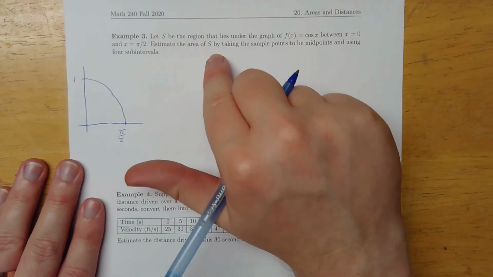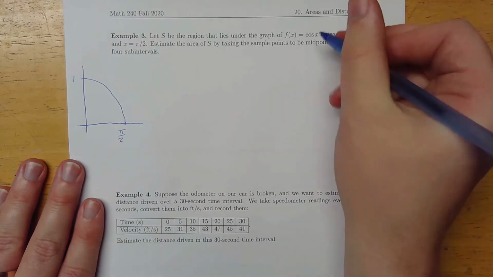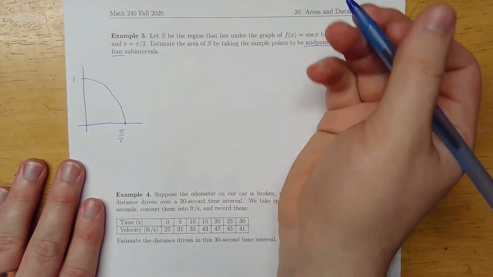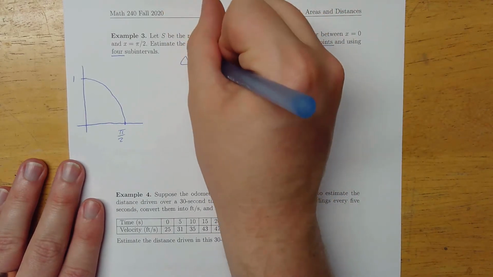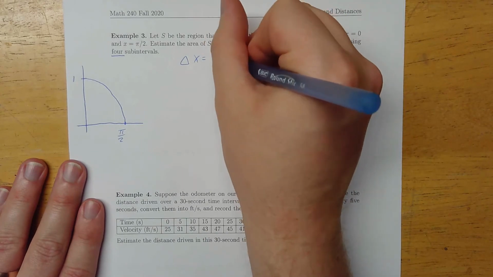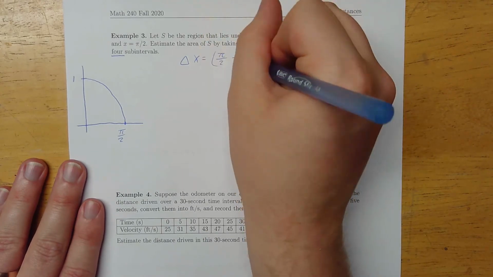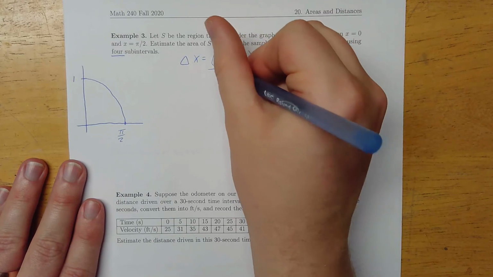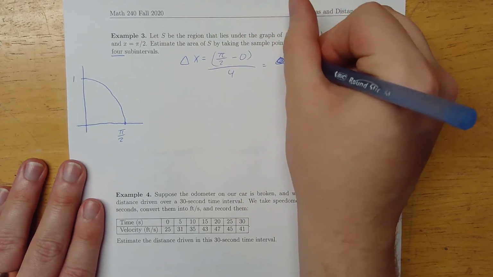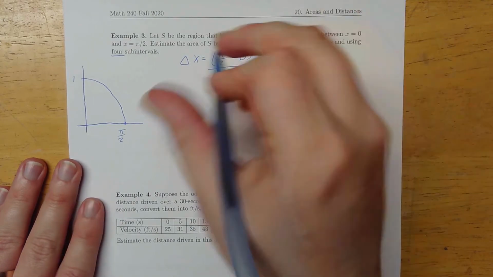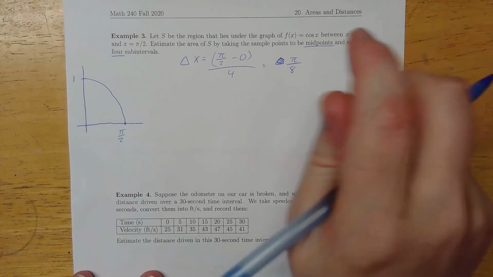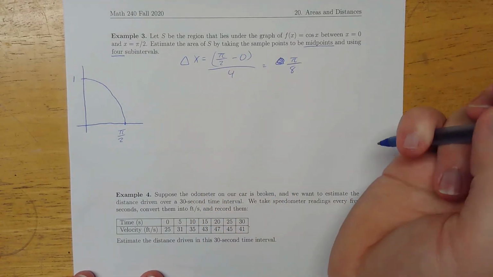We want to estimate the area by taking sample points to be the midpoints and using 4 subintervals. So when we're trying to figure out delta x, this part won't change for any of the problems. This will be pi over 2 minus 0 divided by 4. In other words, each interval will only be pi over 8 in width. Now from here, we want to find the midpoint of each of these rectangles.